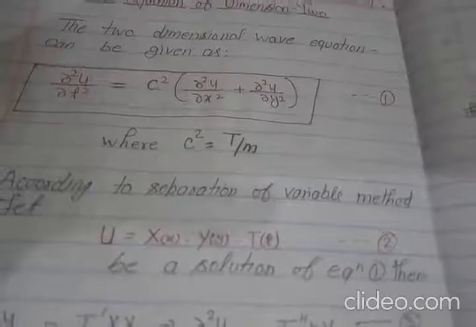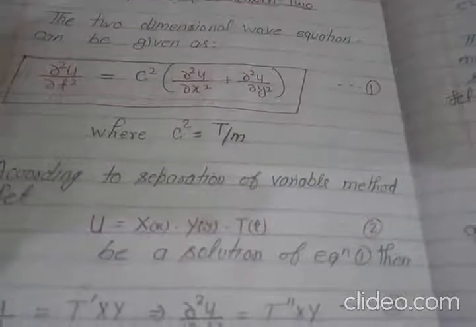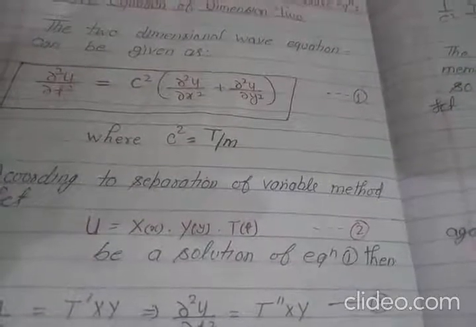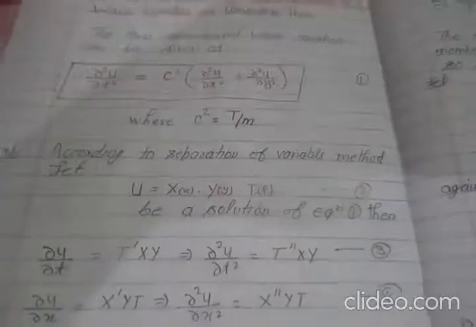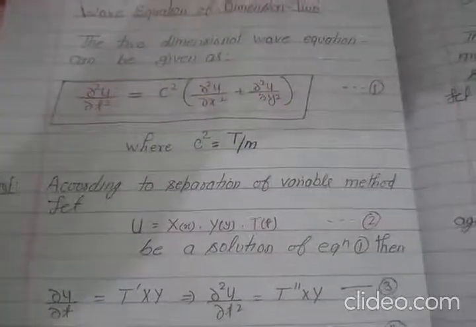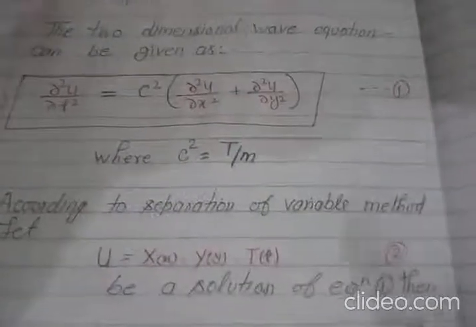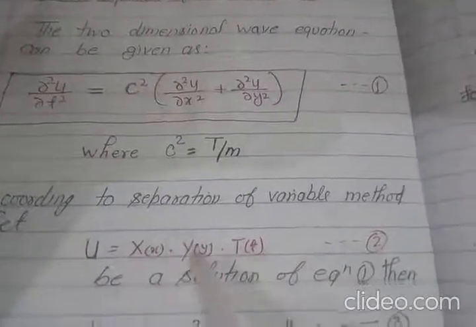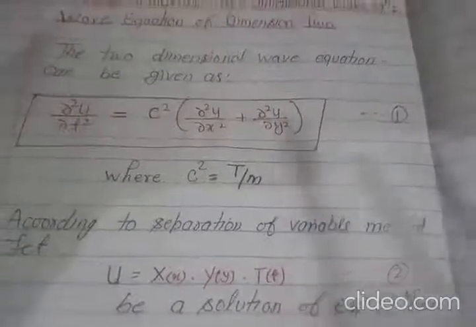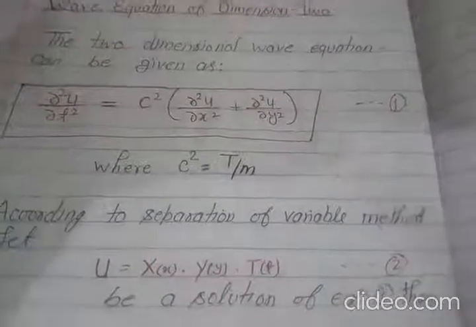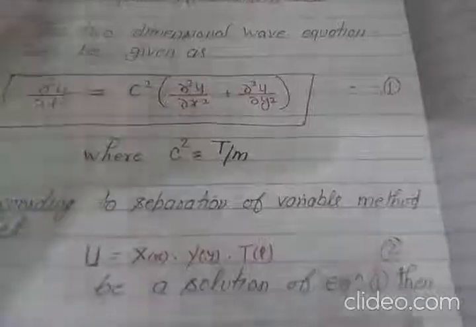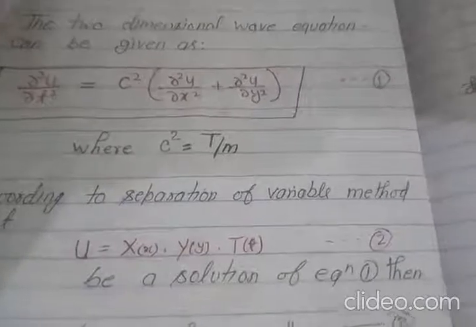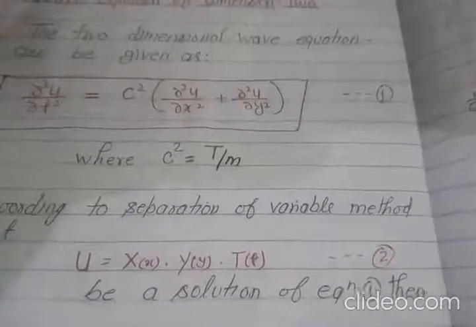Now, as we have used the separation of variable method in the proof for dimension 1, the same method will be used to prove this wave equation 2. So according to the separation of variable method, let u is equal to X into Y into T be the solution of the wave equation given in equation 1, where capital X is a function of x only, capital Y is a function of y only, and capital T is a function of t only.